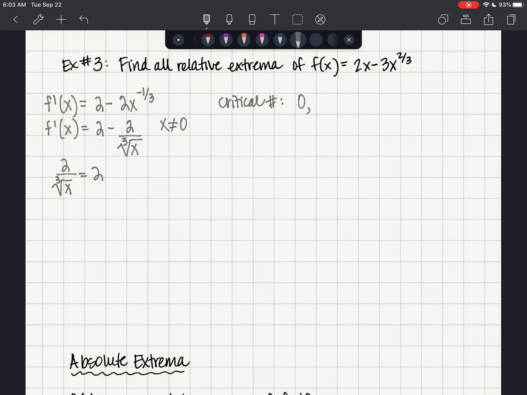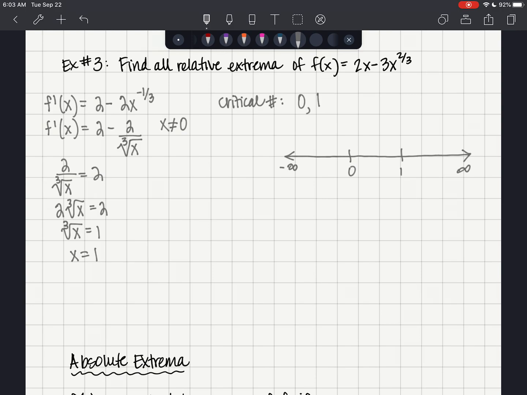That's because I put a 0 in for f prime of x and I added the fraction to both sides. When I solve for this, 2 times the cubed root of x equals 2. I divide both sides by 2. I get the cubed root of x is equal to 1. And I solve that and I get x equals 1. So that's my other critical number. Now I'm going to make my intervals: negative infinity to 0, 0 to 1, 1 to infinity.